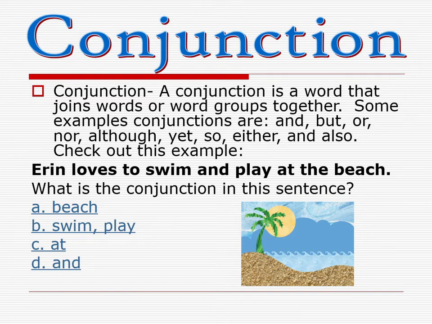What is the conjunction in the sentence? So the sentence Erin loved to swim, it's one part, play at the beach. So the word joining these two parts is and. So option number D is correct.